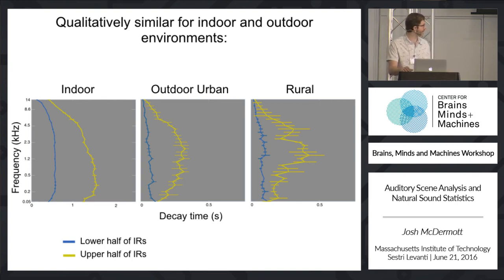Interestingly, this pattern is pretty similar for indoor and outdoor impulse responses. So this is the impulse responses grouped into the ones that were made indoors, the ones that were made outdoors in urban settings, like cities and towns, and then ones that were made in rural settings where there's no man-made structures. And you can see that this kind of sideways U-shape holds up in all these different cases. So we think the consistency here raises the possibility that this is something that has been internalized by the brain. Either maybe you learn it over development, maybe it's something that was built in over evolution, and that you might be using in order to do auditory scene analysis.